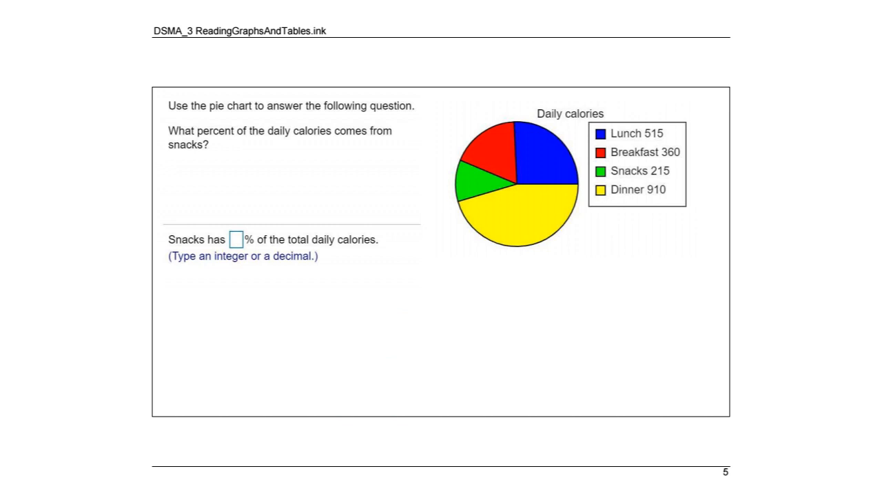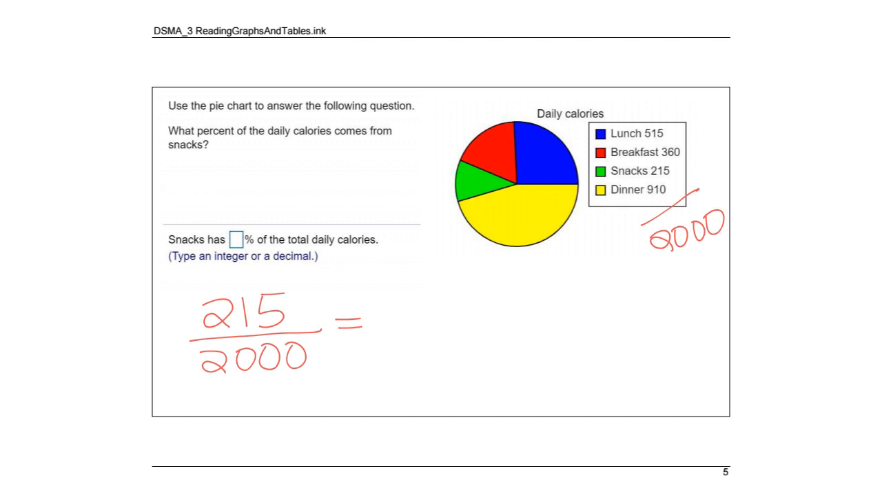All right, let's take a look at this one. Same idea, we have a pie chart with lunch, breakfast, snacks, and dinner. What percent of daily calories comes from snacks? Okay, so we're only going to grab the snacks, but we need the total again. So if you add these 4 numbers up, you're again going to get 2,000. So that's our daily calories. Snacks would be 215 calories over 2,000 calories.